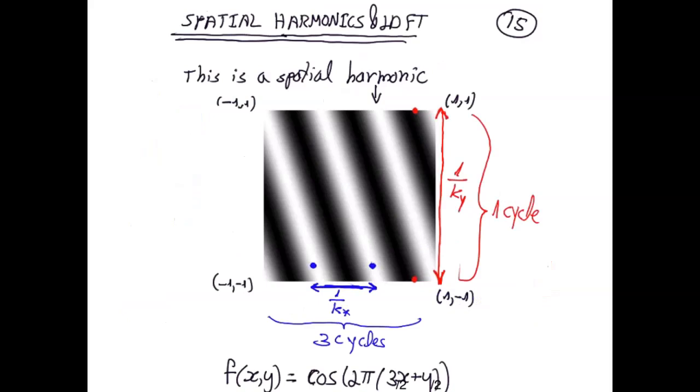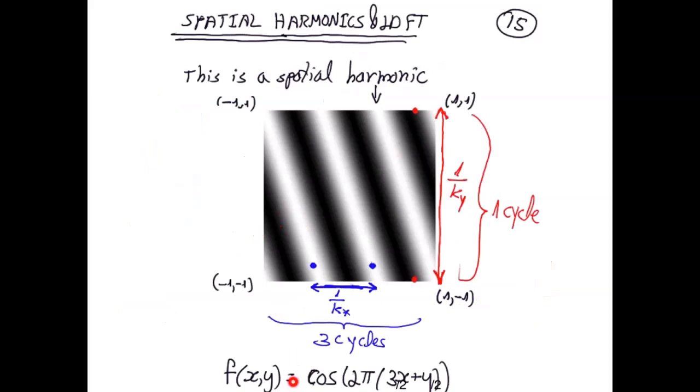Now let's talk about spatial harmonics a little bit. So what is a spatial harmonic? It's easy to think of what a harmonic is, but what is a spatial harmonic? Well, a spatial harmonic is a signal that changes in space in a periodic way. So here's an example of a spatial harmonic.